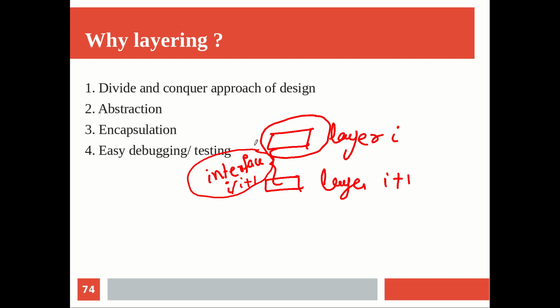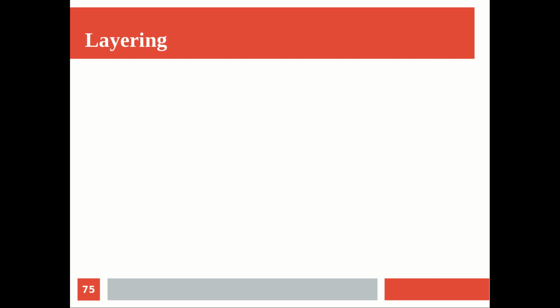Now the third one, of course, encapsulation, wrapping up of the data and functions together. Here layer I is focused on what is needed by layer I, and the functionality is bundled together, and it does not have any dependency on other layers. And of course when the code is developed as a layered architecture, it leads to easy debugging and testing. Like that you can put any number of advantages that we see in a normal layered software design.